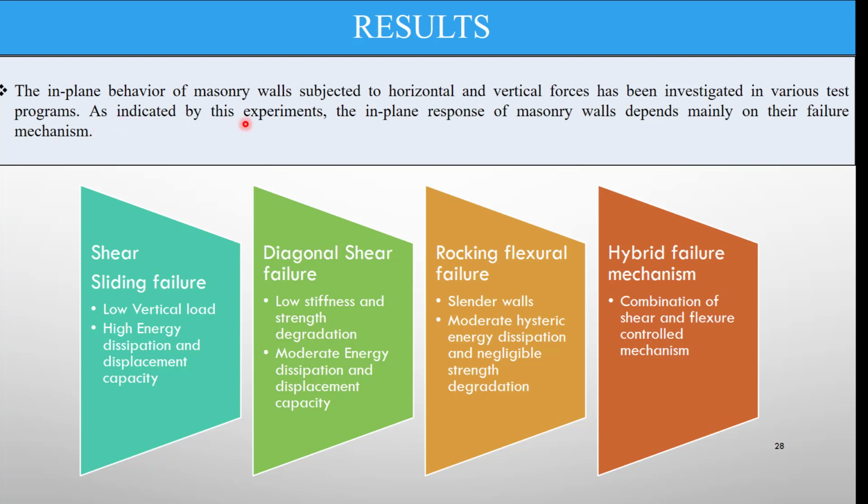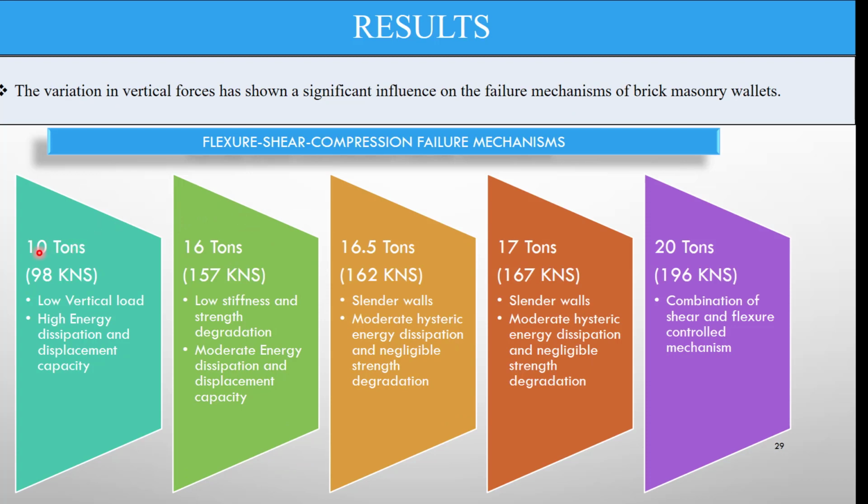In the results section, the inelastic behavior of masonry walls subjected to horizontal and vertical forces has been investigated in this experimental work. As indicated by these experiments, the response of masonry walls depends upon their failure mechanisms: shear sliding failure, diagonal shear failure, rocking, and hybrid. All of these mechanisms were studied in this research study. The vertical load was varied from 98 kilonewtons up to 96 kilonewtons to study the failure mechanisms which are influenced by the vertical loads.